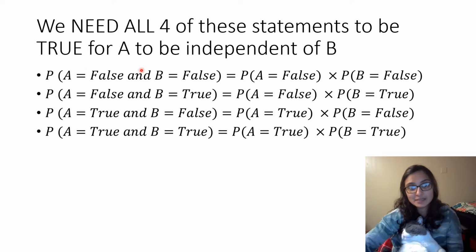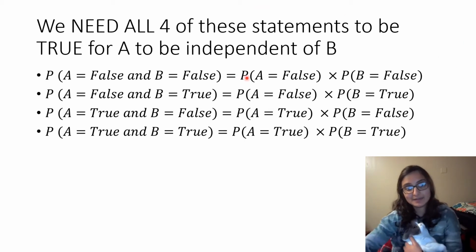That means that this probability on the left needs to equal this multiplied probability on the right for all these possibilities. And if all four of these are true, then A is independent of B, which again is the same thing as saying that B is independent of A. But if one of them fails, or more than one of them, or maybe all four of them, just at least one of them needs to fail for A to not be independent of B, or the same thing as B not being independent of A.